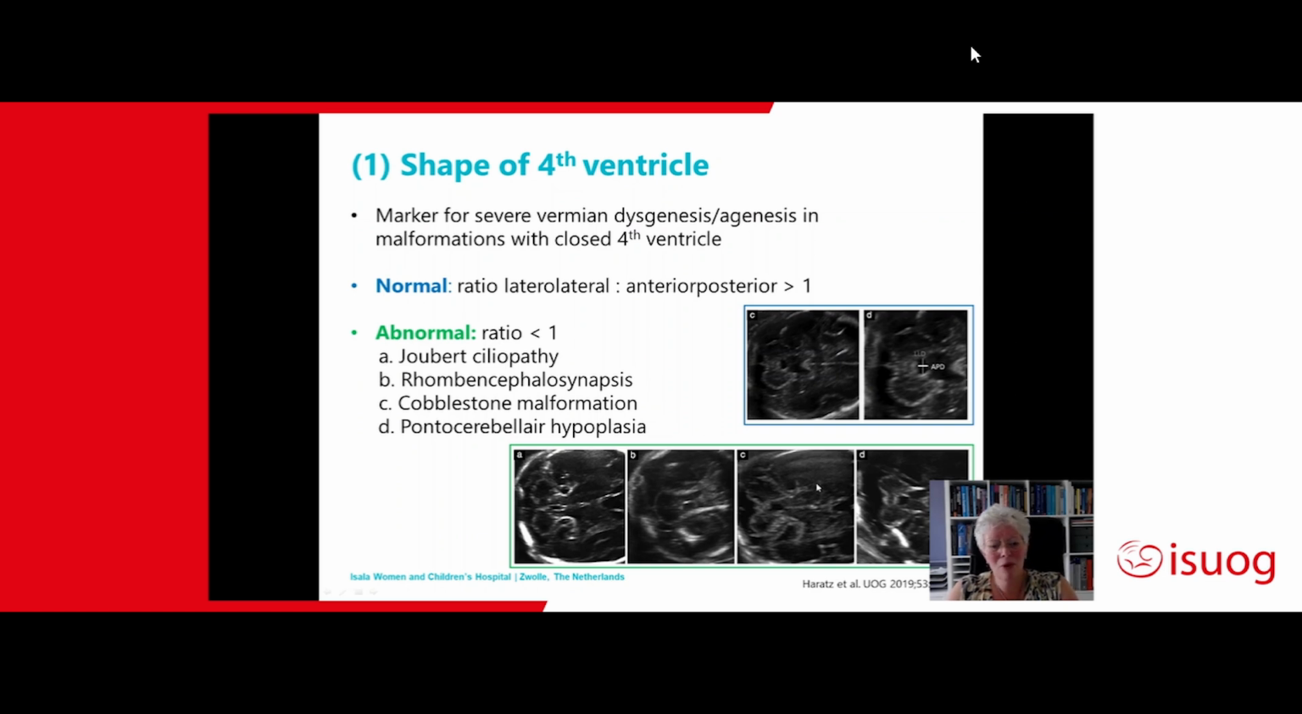This is a Galloway-Mowat-type malformation, which is a migration disorder, and here you can also see that the fourth ventricle is abnormal. And this is a pontocerebellar hypoplasia, also with an abnormal shape of the fourth ventricle.